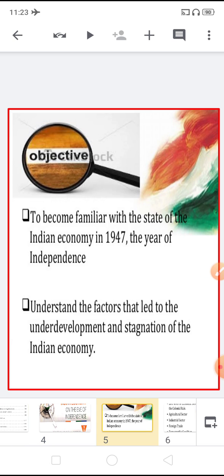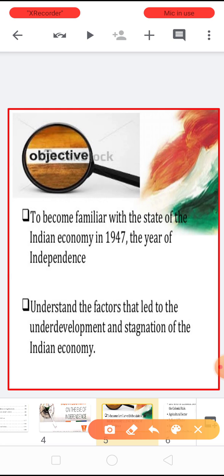So, children, let us start with the first topic, that is colonial exploitation by the British rule. Before we start our topic, children, let us learn first the objective. What is the objective of this chapter? Children, the objective of this chapter we can see with this book.